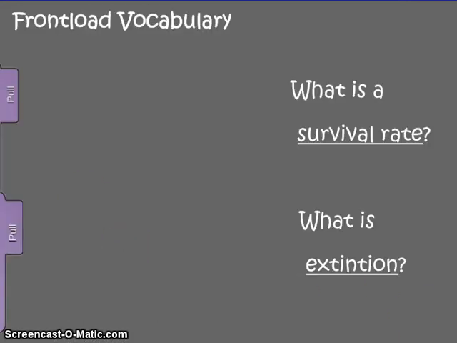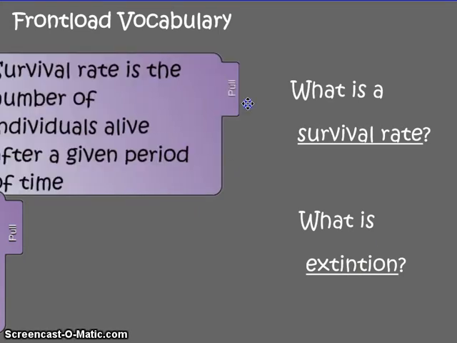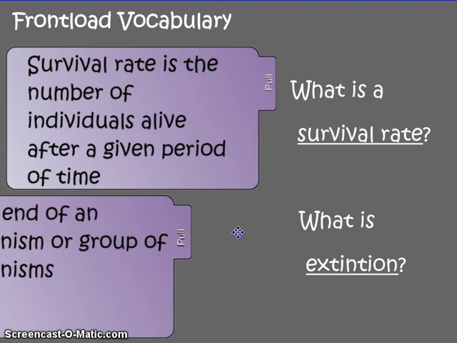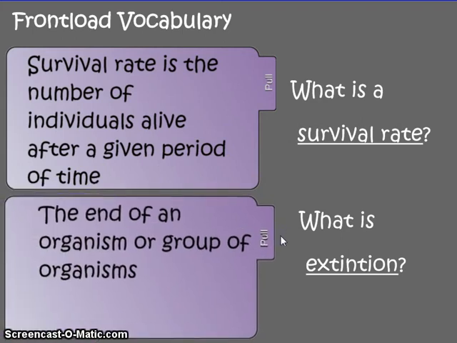Let's first look at two words that have become very important today when we discuss biodiversity. The first word is survival rate. Survival rate is the number of individuals alive after a period of time. Extinction, then, is looking at the groups that did not survive over time. Extinction is the end of an organism or a group of organisms.